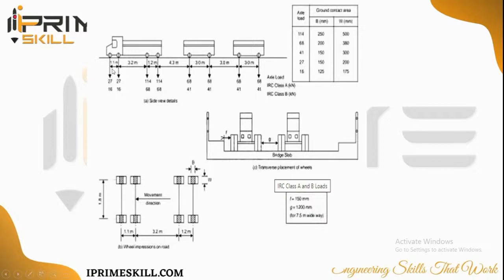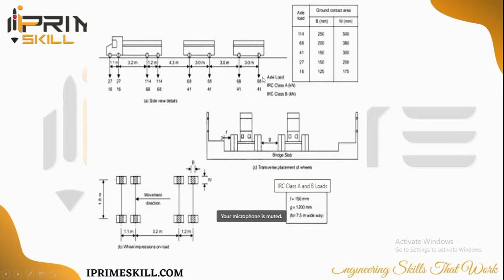When you talk about the vehicle loads, each wheel will have a load to carry, and the spacing between the two wheels has to be considered. Here it is saying 1.1 meter. From front to back, it is 3.2 meter, and this is 1.2 meter. Then there is a gap of 4.3 meter, and then this. So this is a type of axle load.